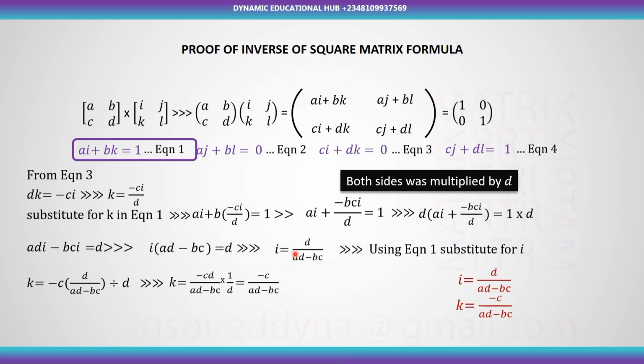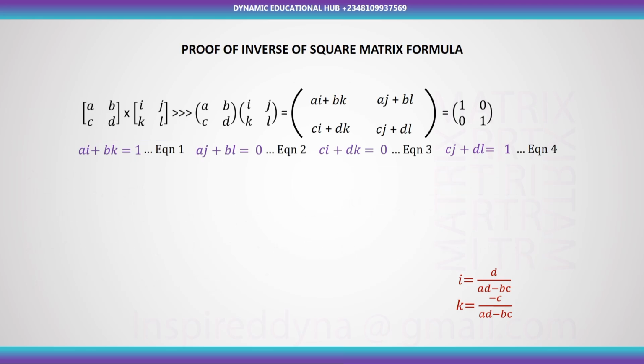The first thing, I is this, and K is this. So we have found the value of I and K. The next thing is to find the value of J and L. To do that, we used equations 1 and 3. Now we are going to use 2 and 4. From equation 2, this is our equation 2.